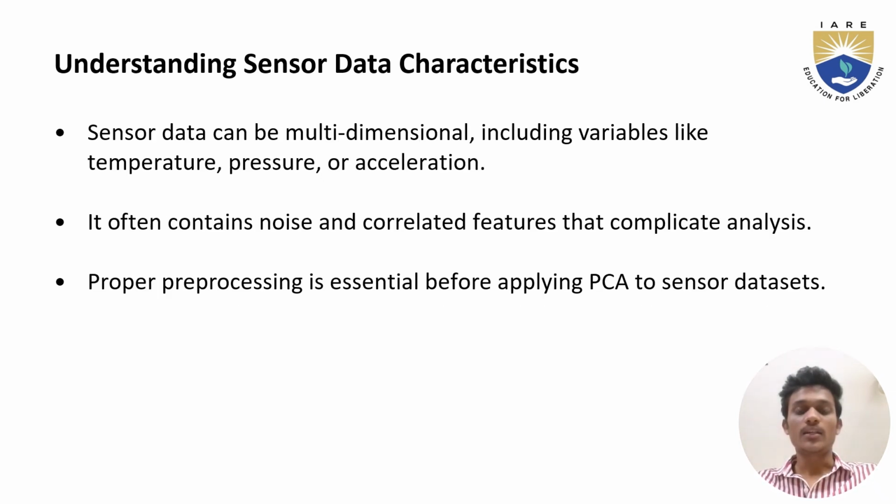Understanding sensor data characteristics. Sensor data can be multidimensional, including variables like temperature, pressure, or acceleration. It often contains noise and correlated features that complicate analysis. Proper pre-processing is essential before applying PCA to sensor datasets.